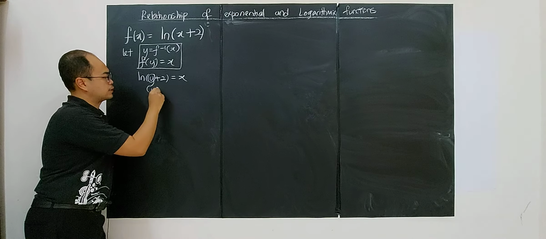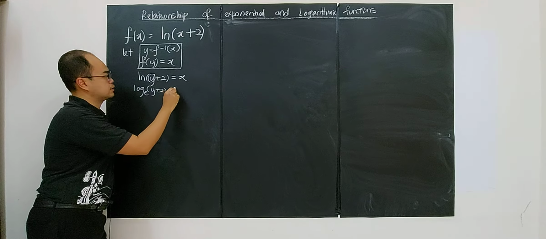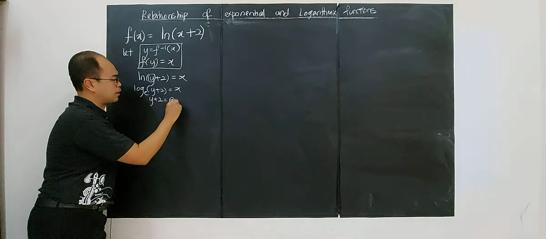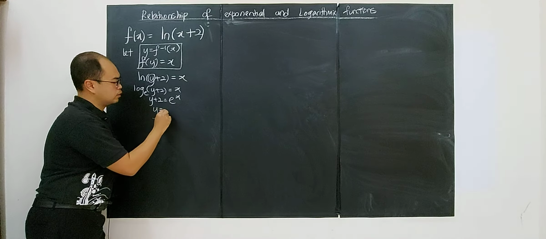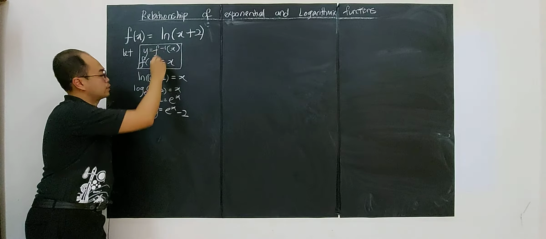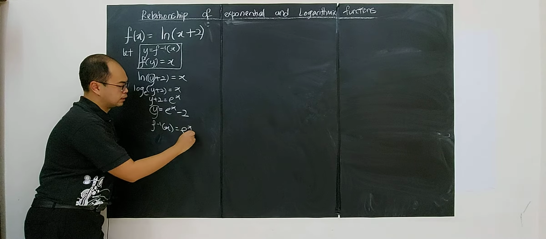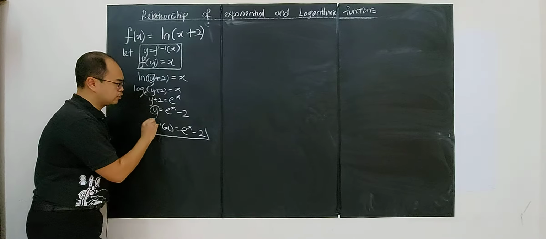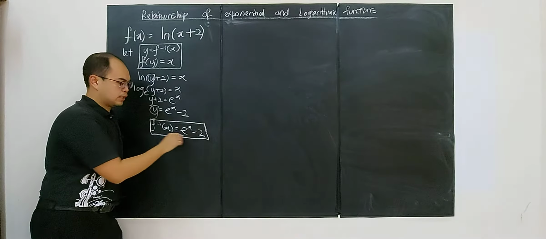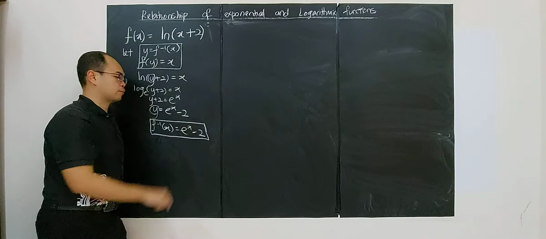So y + 2 is the log base e, log base e equals x. So y + 2 is e to the power of x. This will be your inverse function, e^x - 2, where y is f inverse of x. Again, I have proved that the inverse function of a logarithmic function will be an exponential function. So if you find the inverse of this, you get back the logarithmic function.